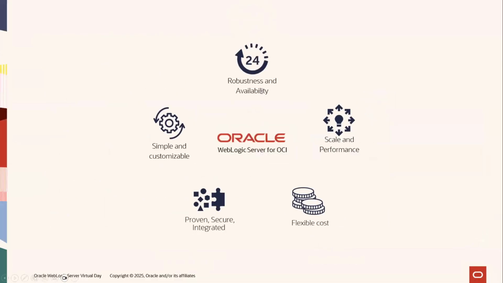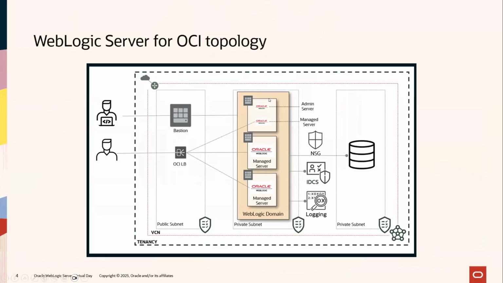Now, when we talk about robustness and availability on WebLogic Server for OCI, we're basically talking about the topology that we create when you create WebLogic for OCI stacks. If you select the VM options, the compute instance model, also known as WebLogic Server for OCI, you will get this type of topology.